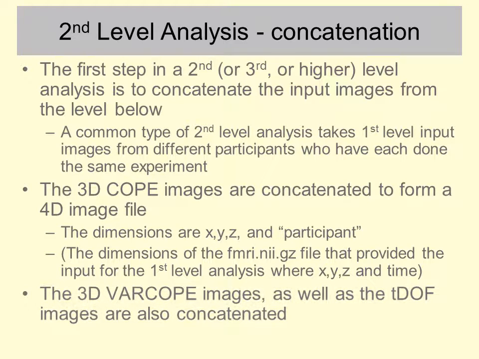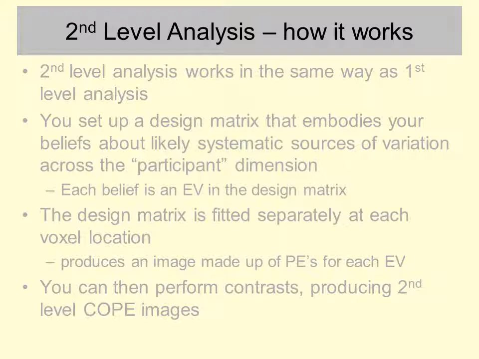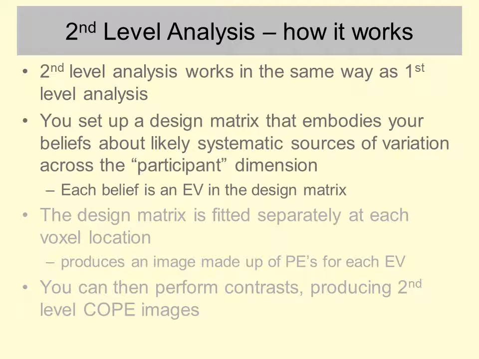Now, as well as performing the concatenation on the cope images, you also perform the concatenation on the TDOF and Varcope images from the first level. As I said earlier, second level analysis basically works in the same way as first level analysis. You need to set up a design matrix that embodies your beliefs about likely systematic sources of variation across your participant dimension. And each belief is in effect an explanatory variable in the design matrix.